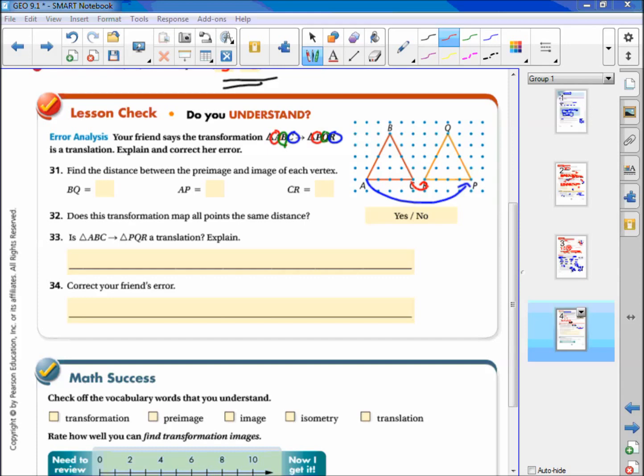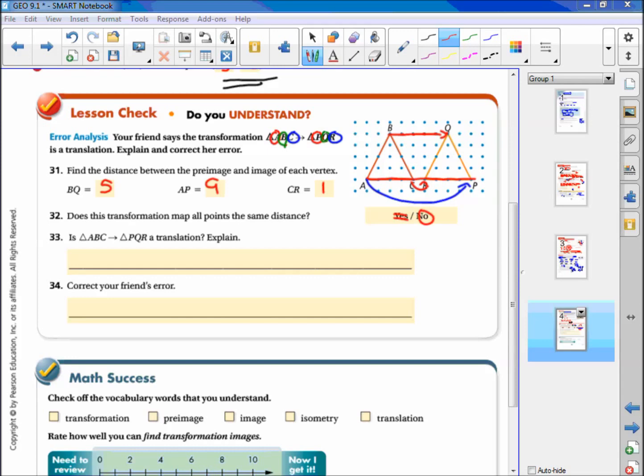So find the distances between the pre-image and the image for each vertex. So from B to Q was 1, 2, 3, 4, 5. So 5 long. From A to P, 1, 2, 3, 4, 5, 6, 7, 8, 9 long. And from C to R, only 1. Does this transformation map all points the same distance? And this would be no. None of them are the same distance.